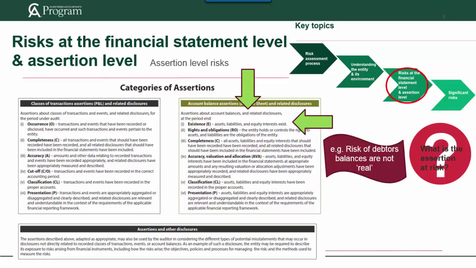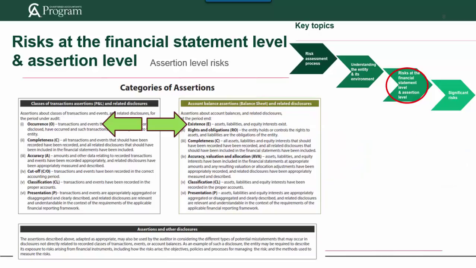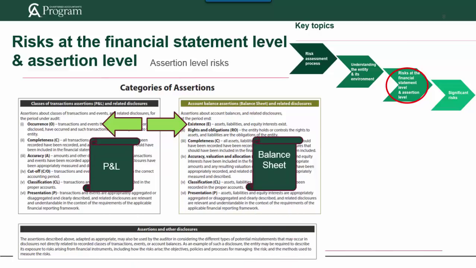Notice that many of the assertions have a similar meaning between each other. This was also seen in the example we just went through. The difference is ensuring you select the correct category of assertions based on whether it's an item in the profit and loss statement or in the balance sheet.